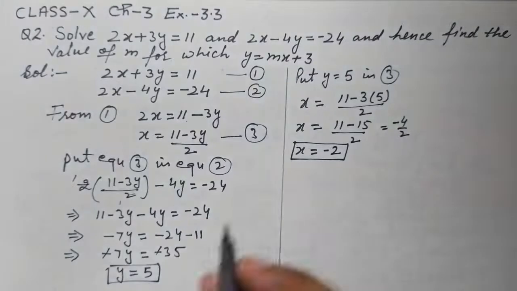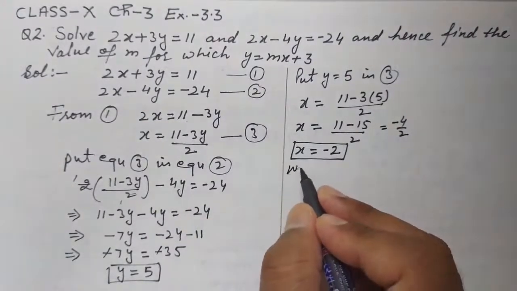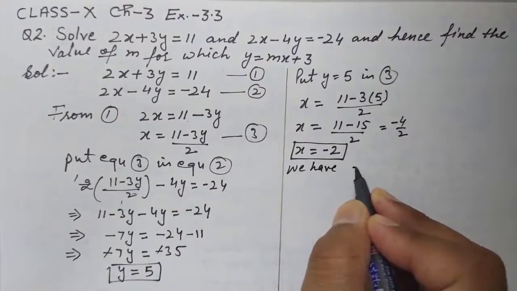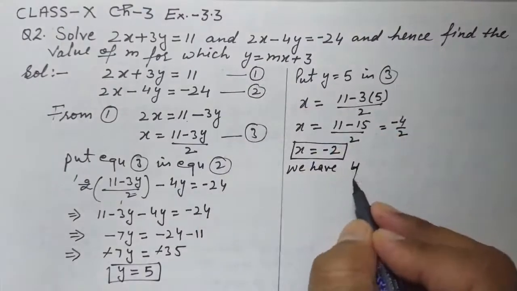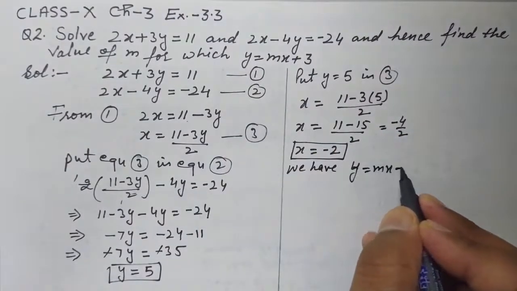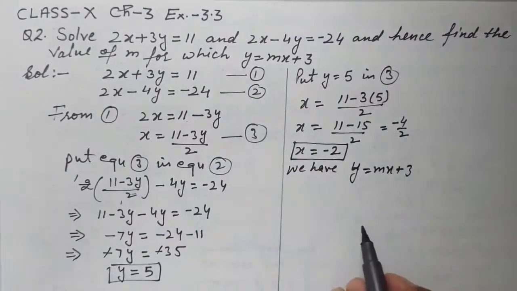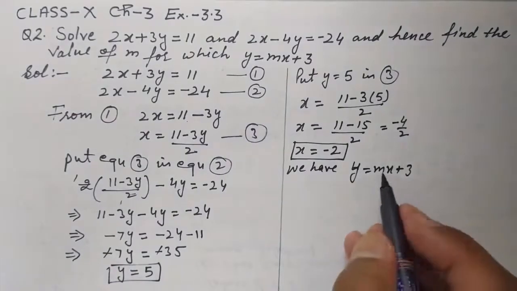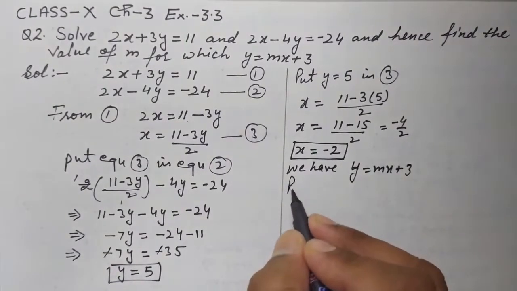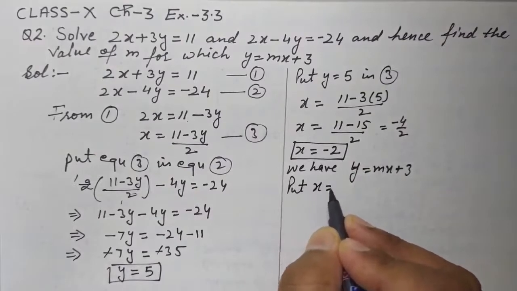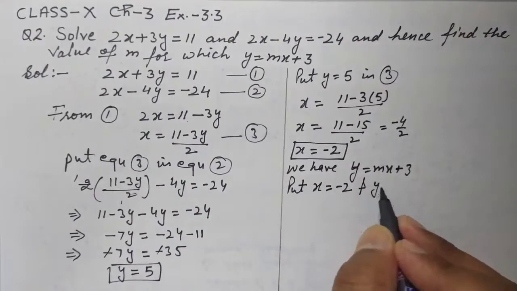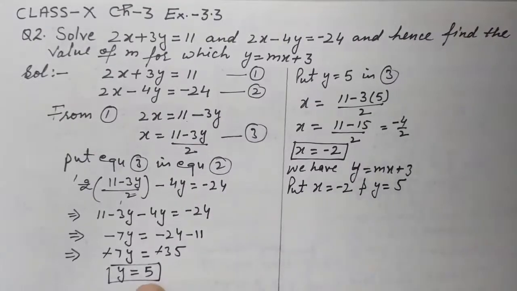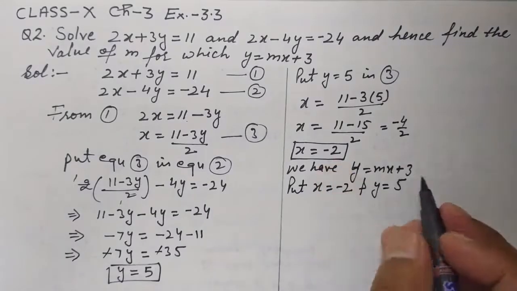So now we have given this equation: y is equal to mx plus 3. We'll fill the value of x and y and we'll get the value of m from here. So we'll write put x is equal to -2 and y is equal to 5 in the above equation.